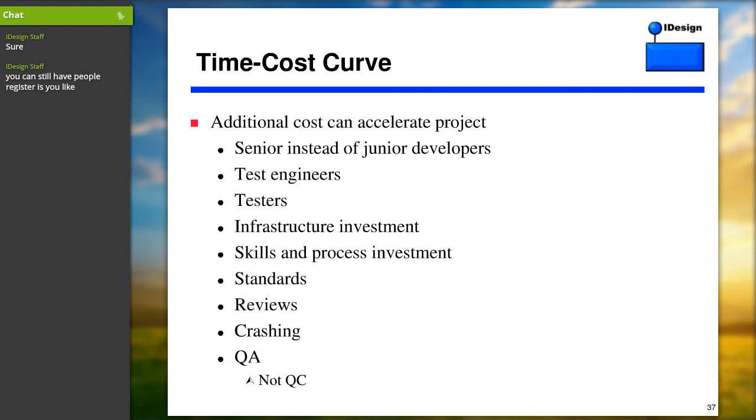But what's the alternative? Think about all the things you can do in parallel, writing the UI in parallel to the requirements, designing the UI, writing simulators for services, all of these crashing activities. What about doing quality assurance? I'm not talking about quality control. I'm talking about somebody that looks at the entire process from the top and says, how could we change it to increase quality? All of these things will cost you more. All of these things will enable, at the end of the day, to ship it sooner.